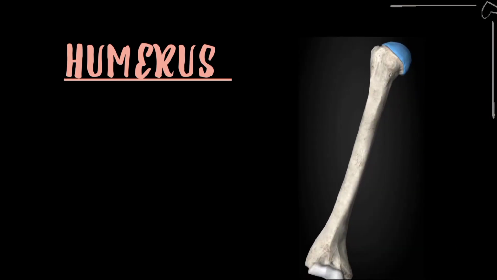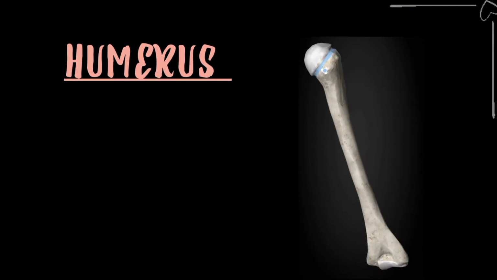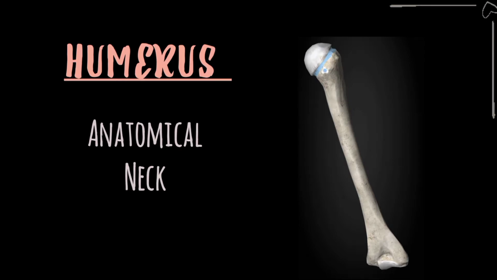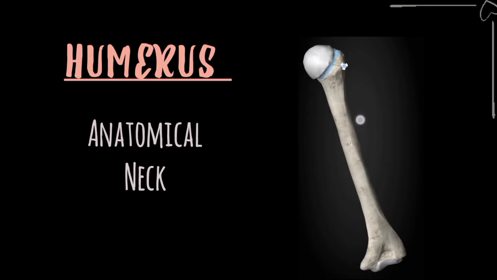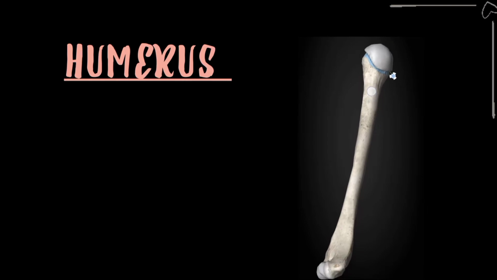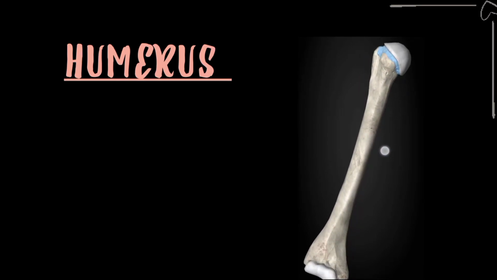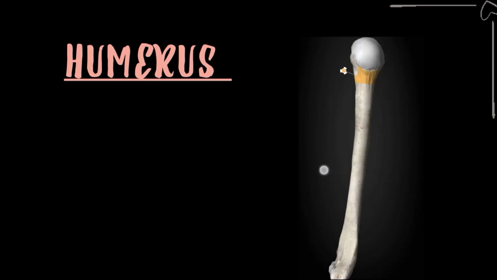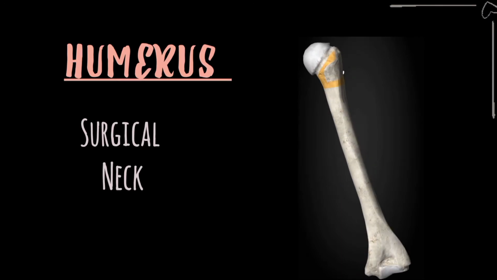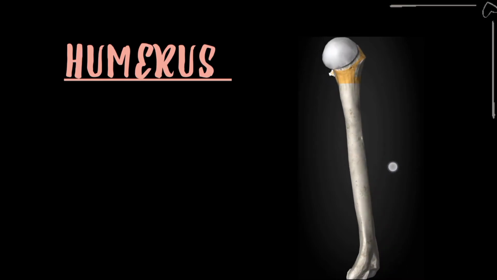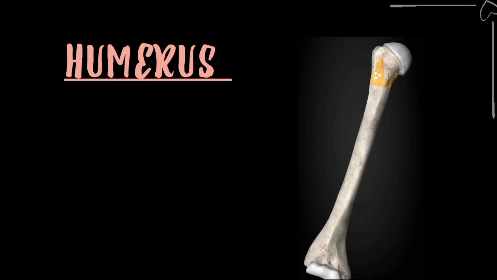Now just beneath the head of the humerus there is the anatomical neck. So this structure marked over here just beneath the head of the humerus is termed the anatomical neck of the humerus, while this yellow marked area is termed the surgical neck of the humerus. So this yellow marked area is called the surgical neck, while the upper one just below the head of the humerus is termed the anatomical neck.